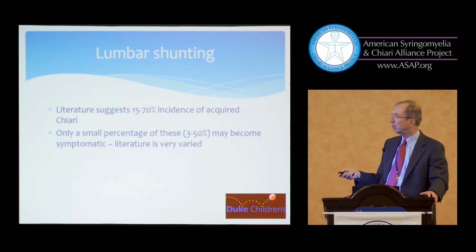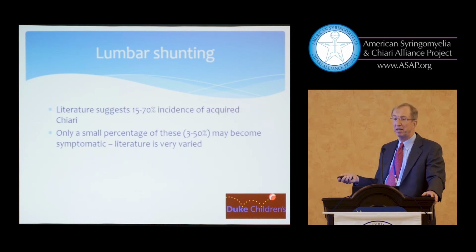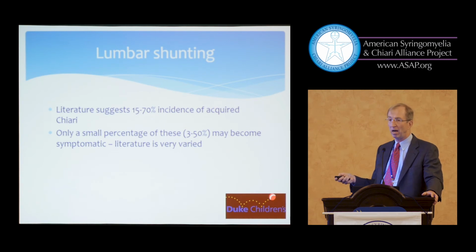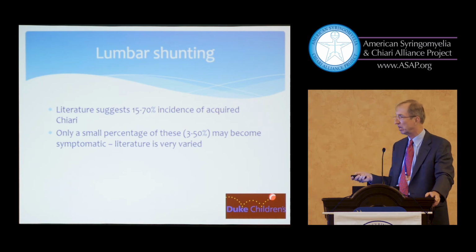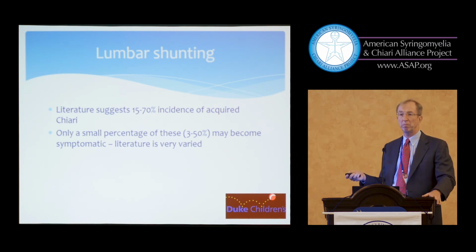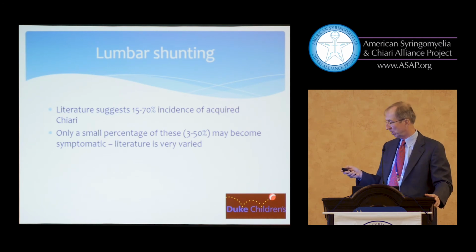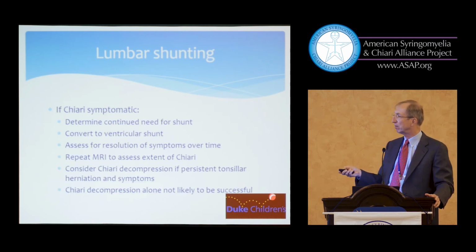that. Literature suggests anywhere from a 15 to a 70% incidence of acquired Chiari, but only a small percentage of these, and again varies in the literature, 3 to 50% of these patients become symptomatic. So it's very common with lumbar shunt patients to see a Chiari, but many of them will not have symptoms, okay? But it's very varied in the literature.